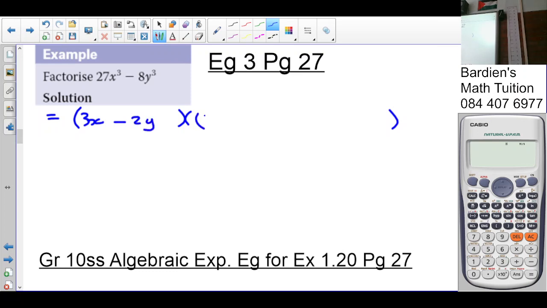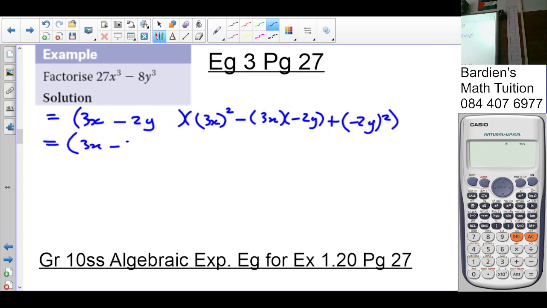So we square the first term, it's going to give you 3x all squared, minus the first term times the second term, and it's going to be the last term squared. Okay? So we get 3x minus 2y, the first term squared, 3x all squared, is 9x squared, plus 3x times 2y is going to give you 6xy, plus negative 2y all squared is going to give you 4y squared.